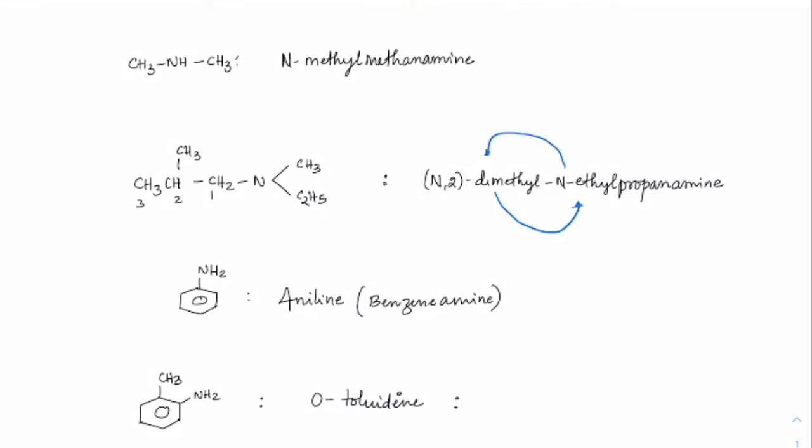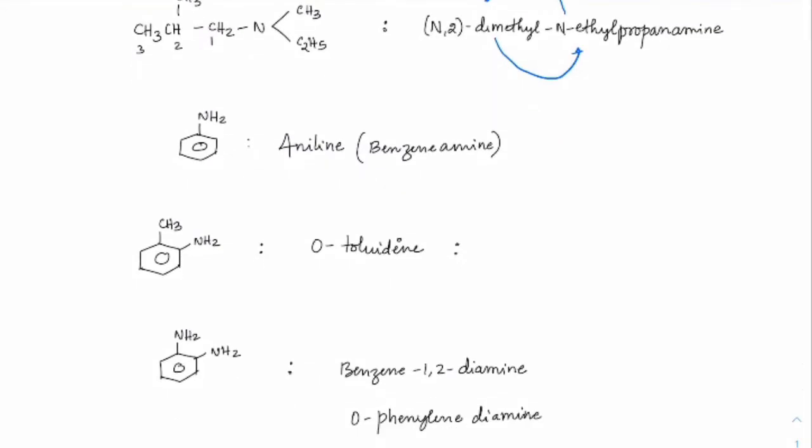Next, when it comes to aryl groups, the common name for benzene amine or aminobenzene is aniline. NCERT uses benzene amine, so please use this rather than aminobenzene. Next, if we have a methyl group substituted on that, it is a combination of toluene and aniline, so we call it toluidine. IUPAC-wise, we write it as 2-methyl aniline.